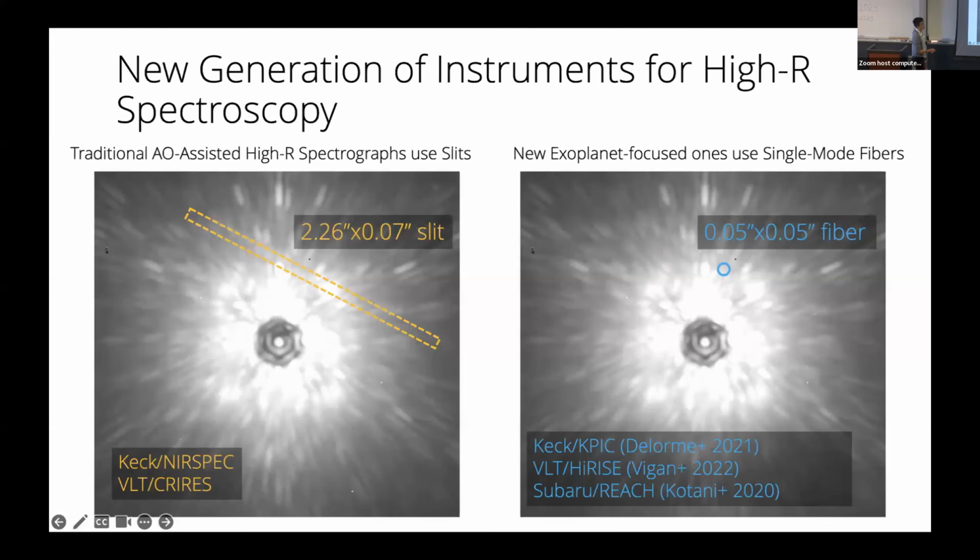Single mode fibers, I'll just briefly mention, are cylindrical waveguides, and if that brings you something about E&M, we'll just move on. These single mode fibers have very small apertures on the sky, meaning that we can place one exactly at the location of a planet to couple in only the light at the location of the planet, rather than coupling starlight across the entire slit.